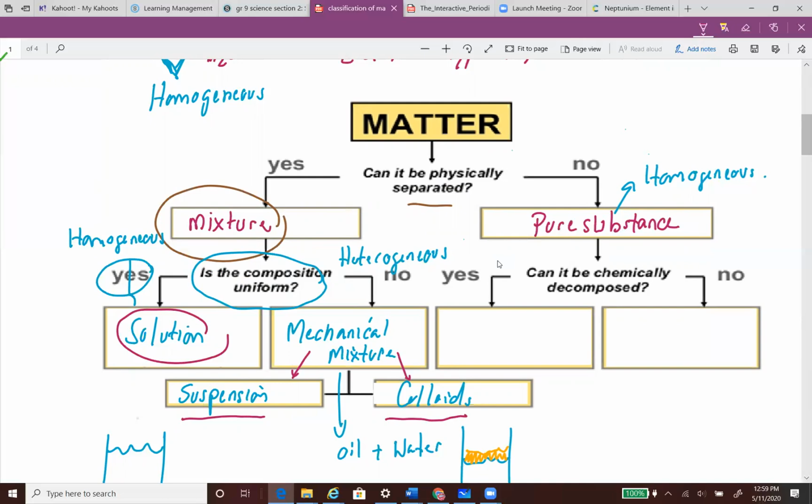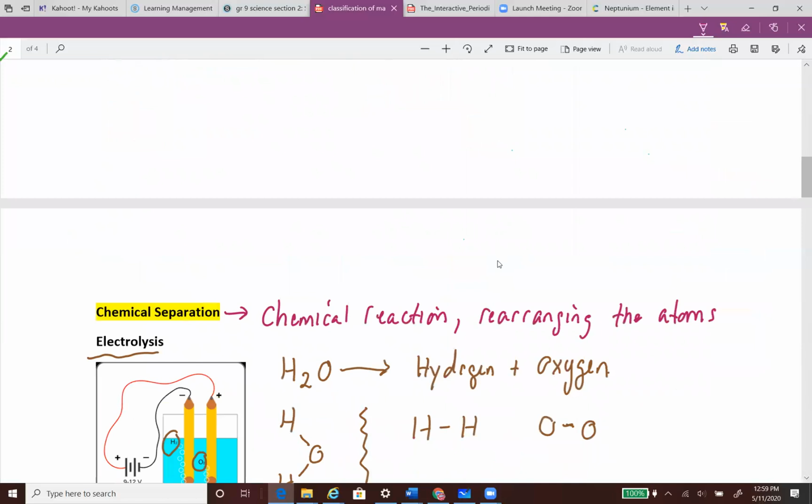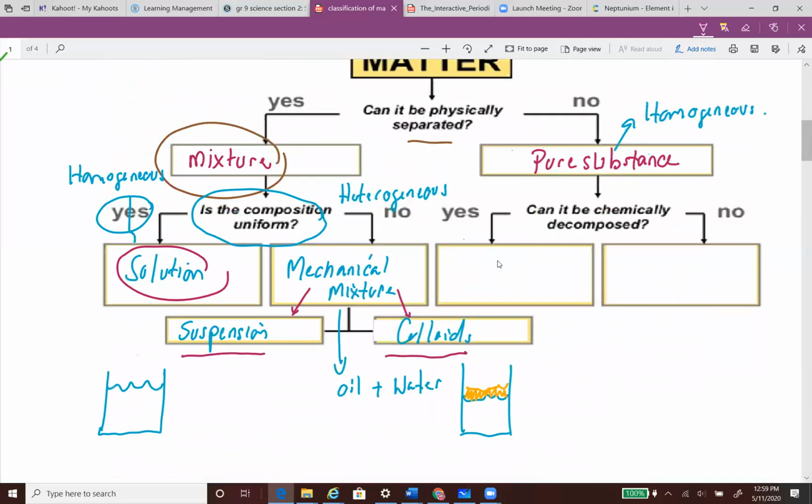But if we can chemically separate them, so there's this example here with chemical separation. Can it be chemically decomposed or separated? Then that would mean it's a compound. And if it can't, it's an element. The word decompose means to break it apart. If we can break it up using some sort of a chemical reaction, then it's a compound.